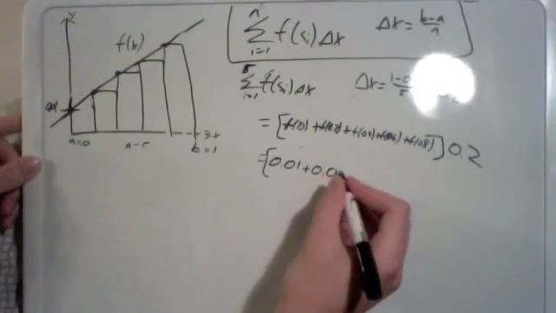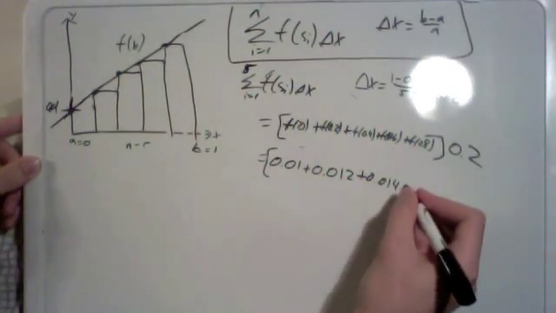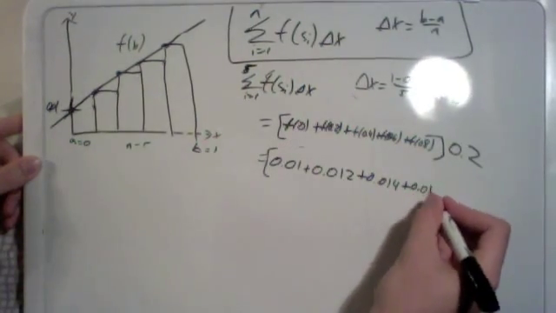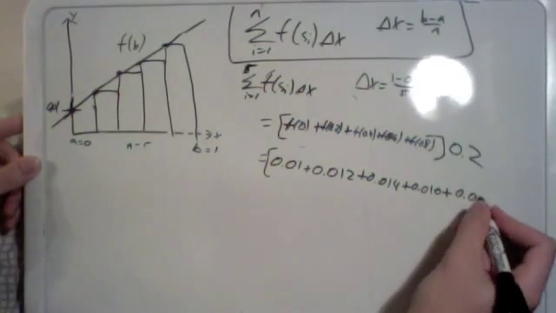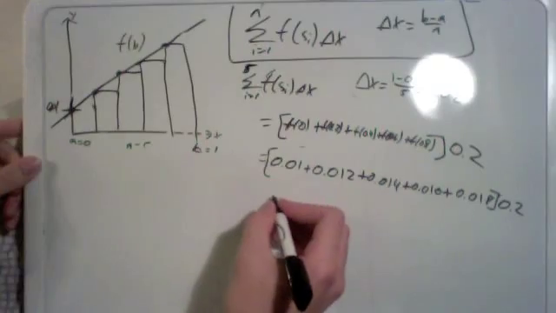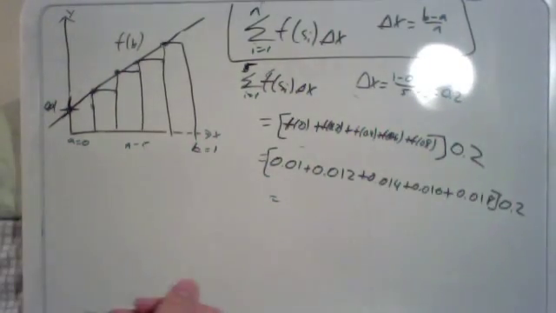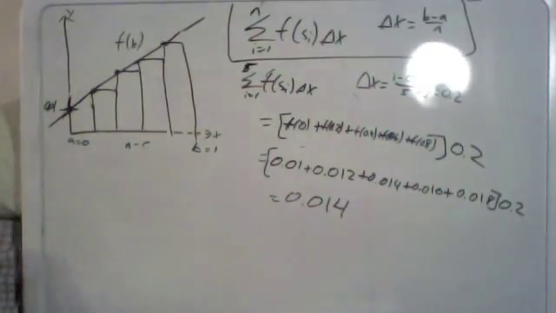plus 0.012 plus 0.014, 0.016 plus 0.018 times 0.2, and then it's just a matter of addition and multiplication, and you end up getting 0.014, and that's how you do a Riemann sum.